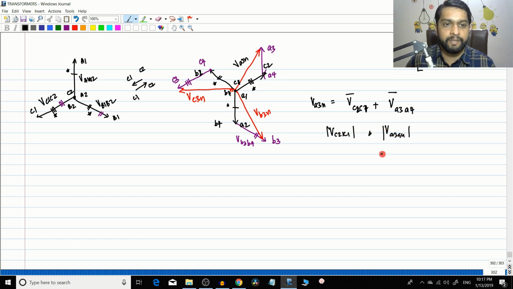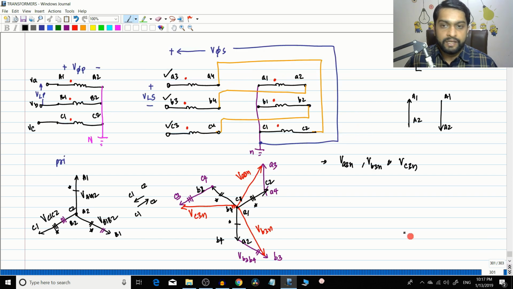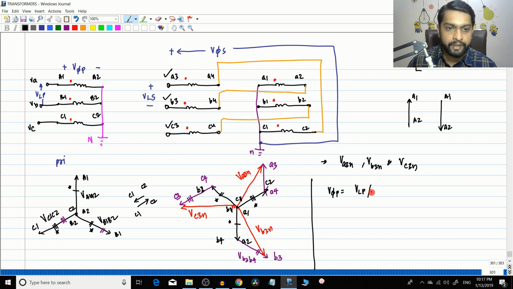So now the question is, what is the magnitude of VC2, C1 and what is the magnitude of VA3, A4? That is the basic understanding that we need. For example, this is the line voltage which we are applying, right? So we'll find those values here. Now, the V phase of the primary side, because it's a star connection, will be equal to VLP divided by root 3, right? Why? It is because of the star connection at the primary side.